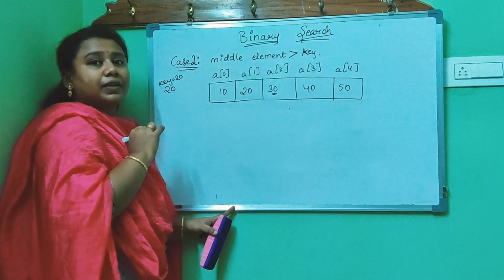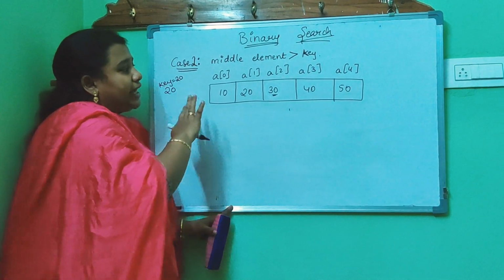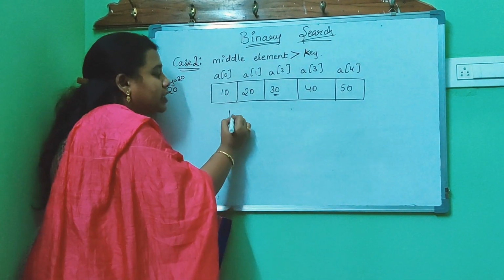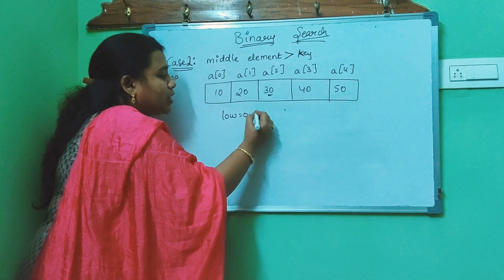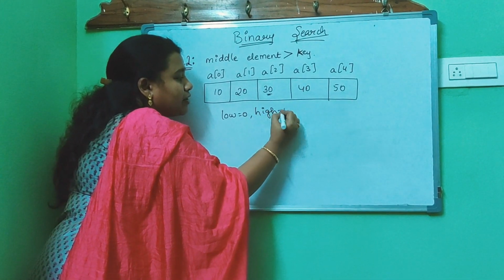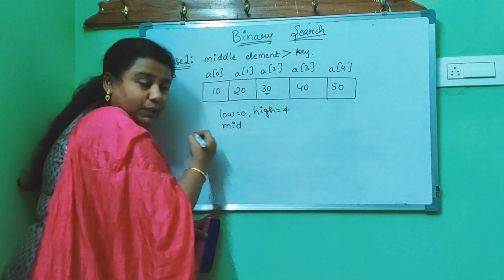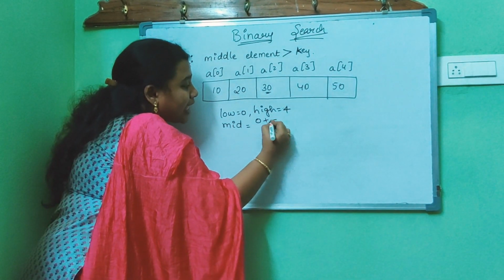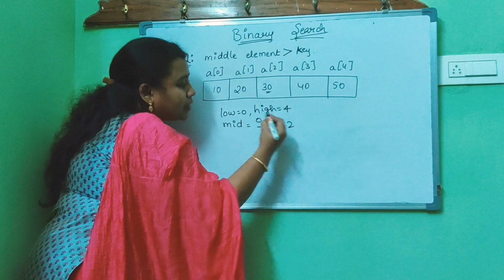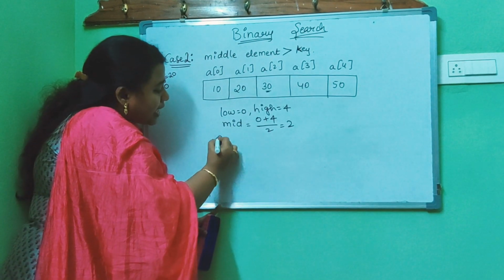Okay. Now what to do? Again the same old thing. What is the lowest index? 0. What is the highest index? 4. Now how do you calculate the mid value? I will calculate the mid value by adding them and dividing by 2. The value is 2. Now what is A of mid?